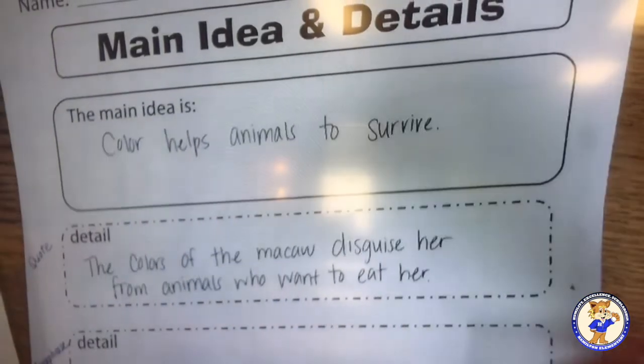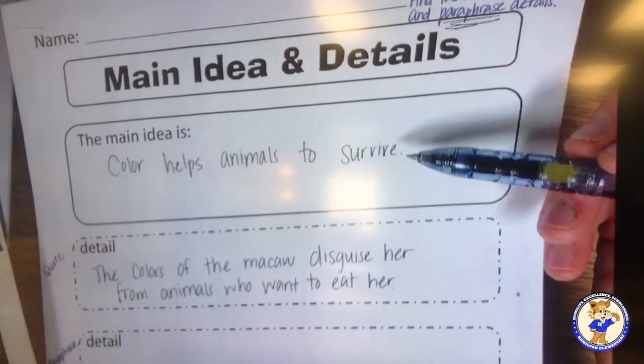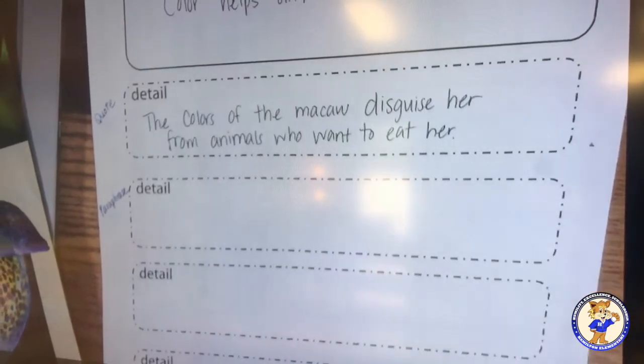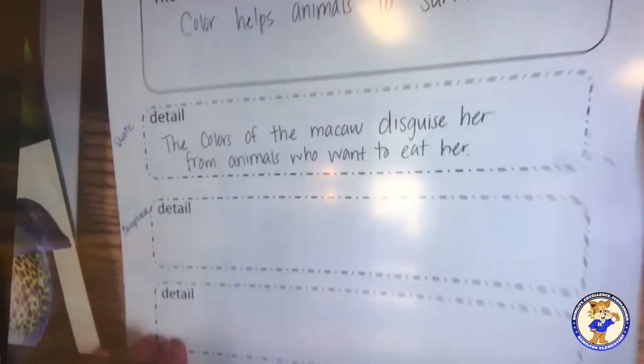So there's an example of one detail that I could include to support the main idea, but I need to make sure that I have all 4 details, and you'll do that in your article too. All right, going on to our next section.